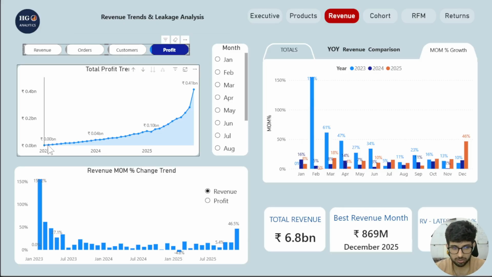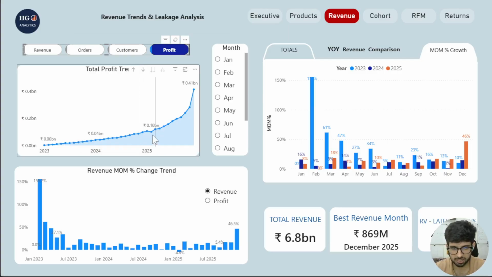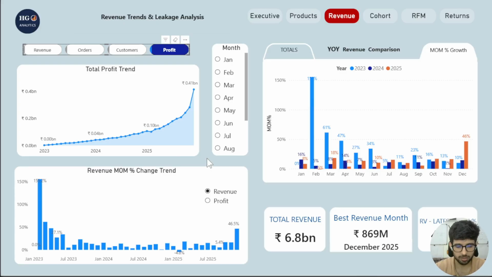Firstly, you can see that it was nearly flat in 2023, and then it consistently climbed through 2024. It dipped in the first quarter, but then there was a sudden spike, explosiveness in 2025, and the best month for the revenue was December 2025. Okay, and this is 869 million is what we did in December 2025. So here we can see seasonality is real and visible.